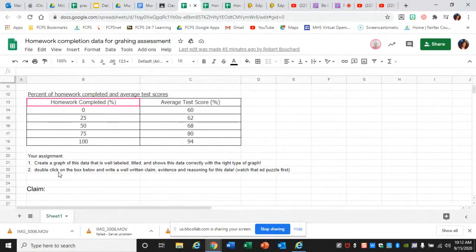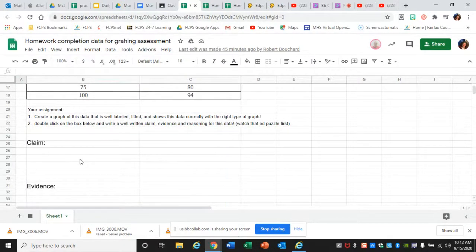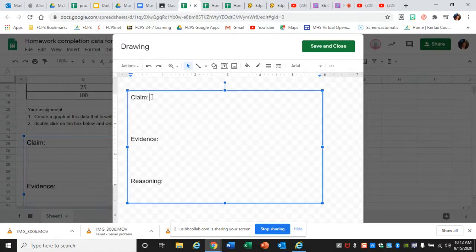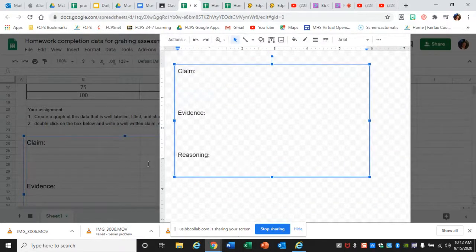And then number 2, double click on the box below and write a well-written claim, evidence, reasoning. Okay, watch the Edpuzzle first. So if I double click on this, then I can go in here and type up my claim and my evidence and reasoning, and then save and close when it's your best work. So don't submit until you really feel like it's your best work, because this graph and the claim evidence reasoning I am going to grade for accuracy.